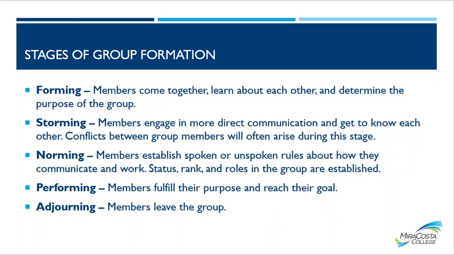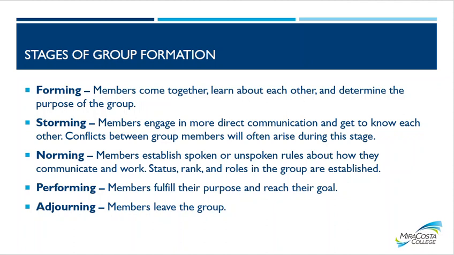Storming. Members engage in more direct communication and get to know each other. Conflicts between group members will often arise during this stage. You get to know people's strengths and weaknesses. Maybe a weakness is not meeting your due date, and that would be very bad, and it could cause a conflict, right?